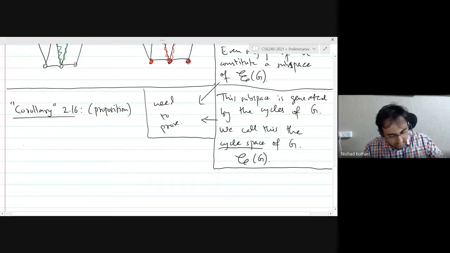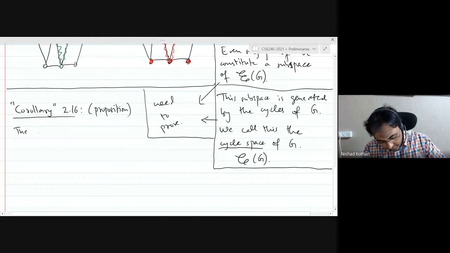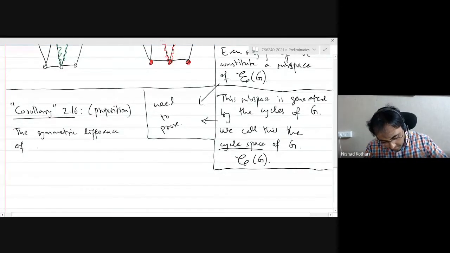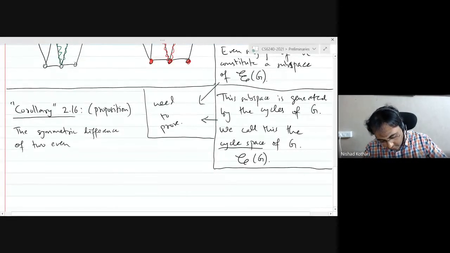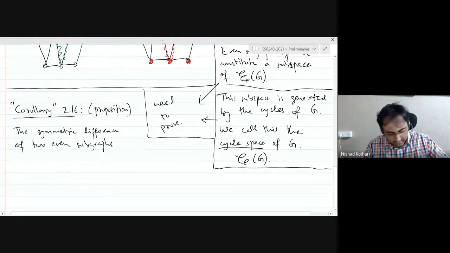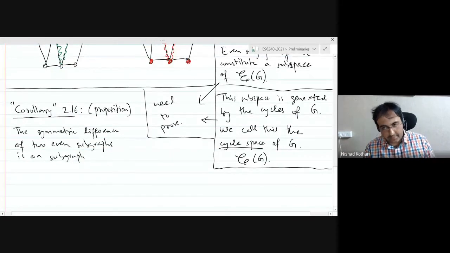So what we want to start by proving is that the symmetric difference of two even subgraphs of any graph is an even subgraph, right? And again, we are going to think of all the vertices being there. So we are just taking the symmetric difference of the edge sets, and it is an even subgraph.